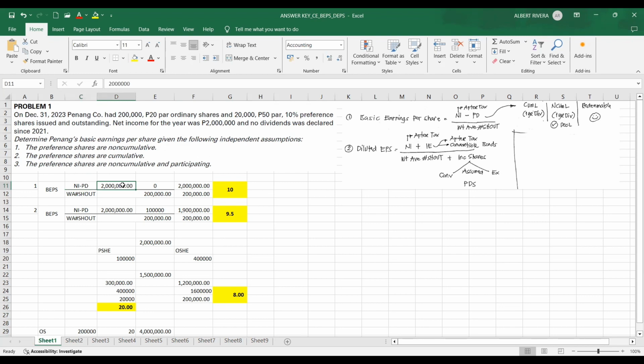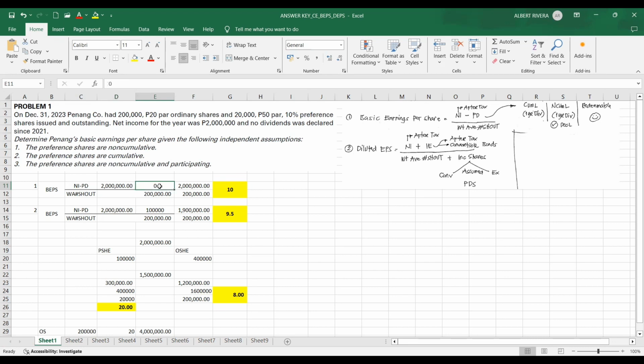So this is your net income minus preferred dividends. Are there preference shares? Yes. And what is the classification of the preference shares? This is non-cumulative. We said that once it is non-cumulative, you will only deduct a 1-year dividend if there is a declaration of dividends. And it says here that no dividends were declared. Since this is non-cumulative, you will not deduct a 1-year dividend.